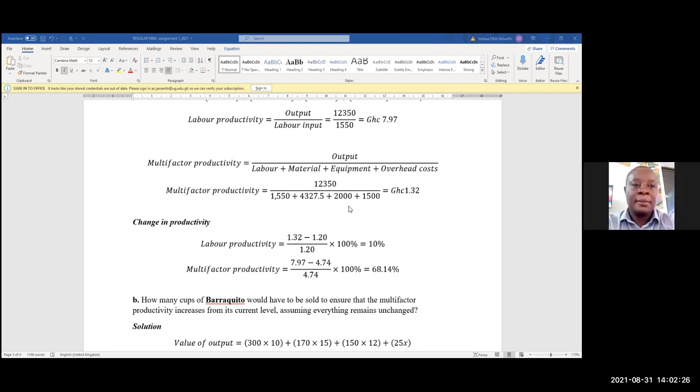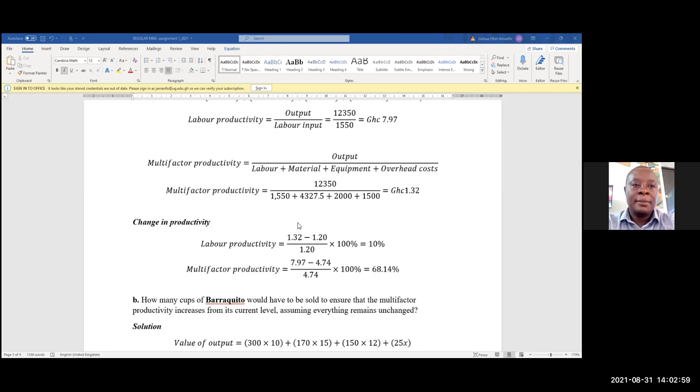Okay, let's go. So there has been a 10% improvement in what? Labor productivity. Okay. Therefore, the new multi-factor productivity is 7.97. The old one was 4.74. So you compute that, and we have 68.97. That is a 14% increase in multi-factor productivity. Is that okay?